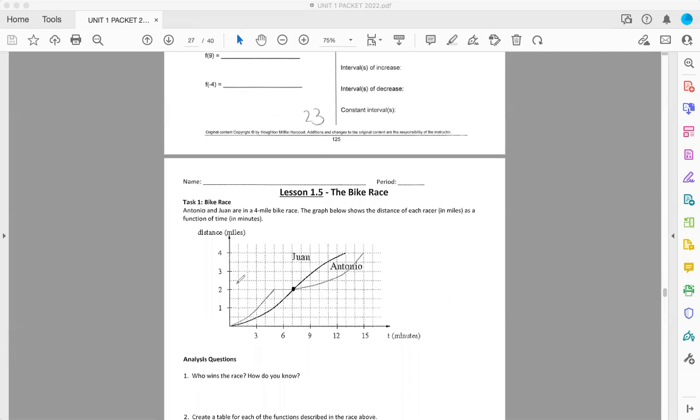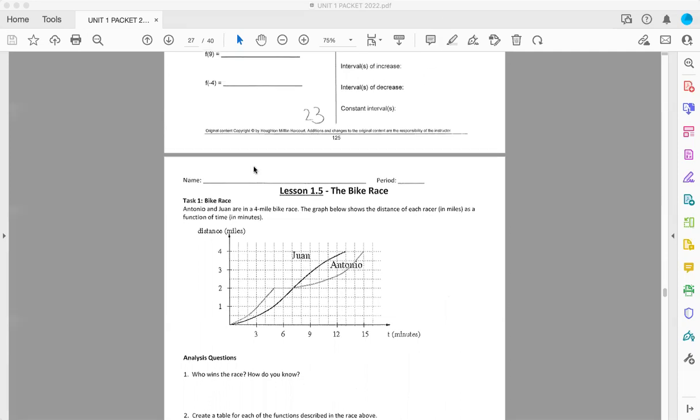This is where the y value is equal. So this is 2 for the y value for Juan, and it's also 2 for Antonio. When are they equal? That was also in the table, at the value 7 for x. So basically, we're saying at 7 minutes, they are at the same mark, which is the 2-mile mark. That's how you answer that.